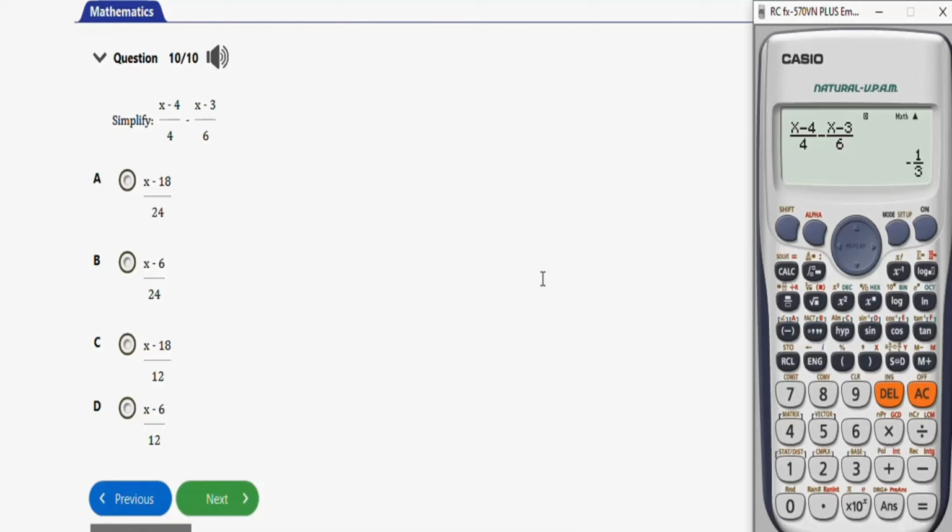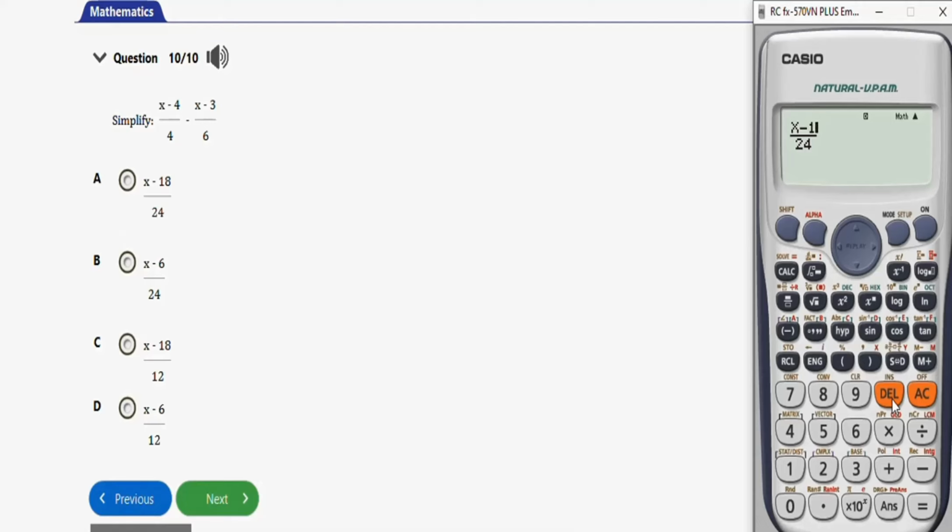Minus 1 over 3. So right now let's simplify. Any option that gives us minus 1 over 3 will be the answer. So let's get option A. We have x minus 18 over 24. No, so let's check. We got minus 1 over 3 basically.